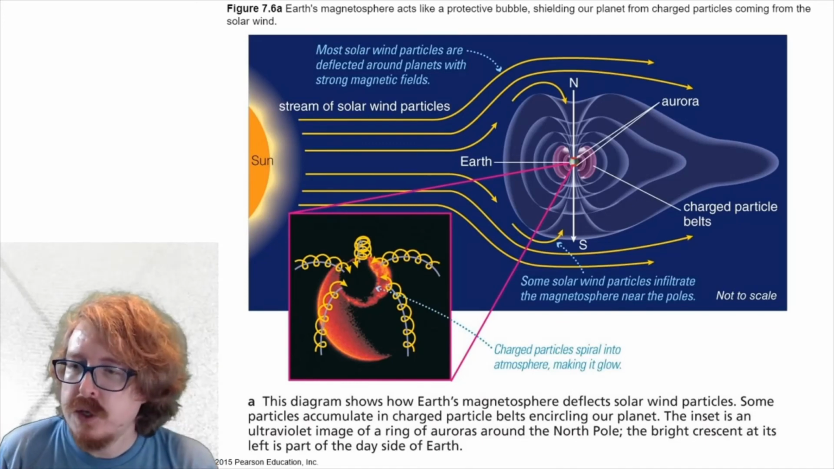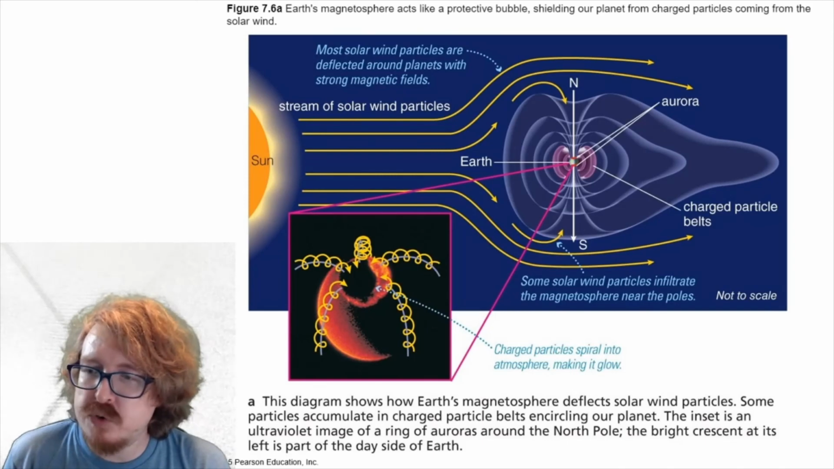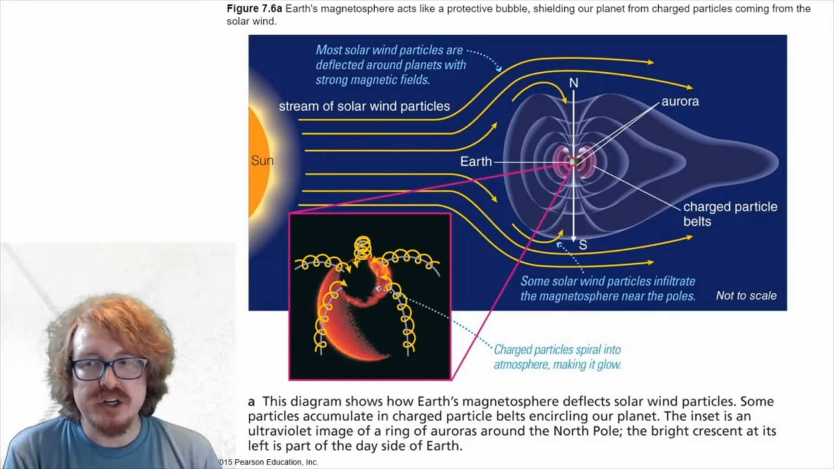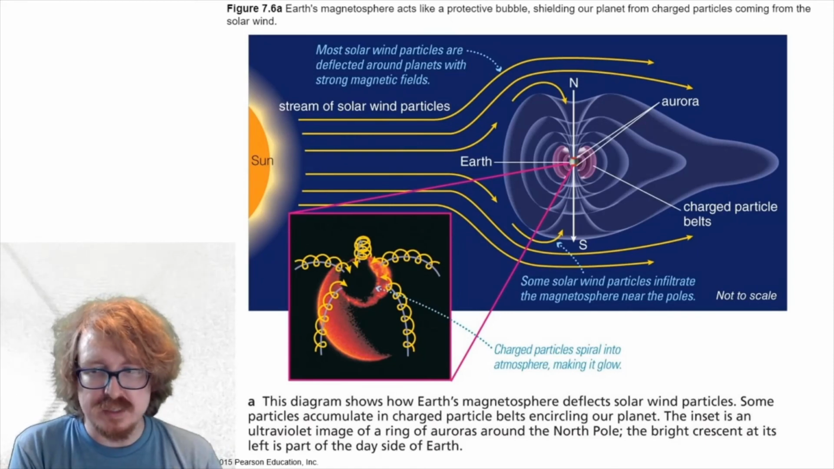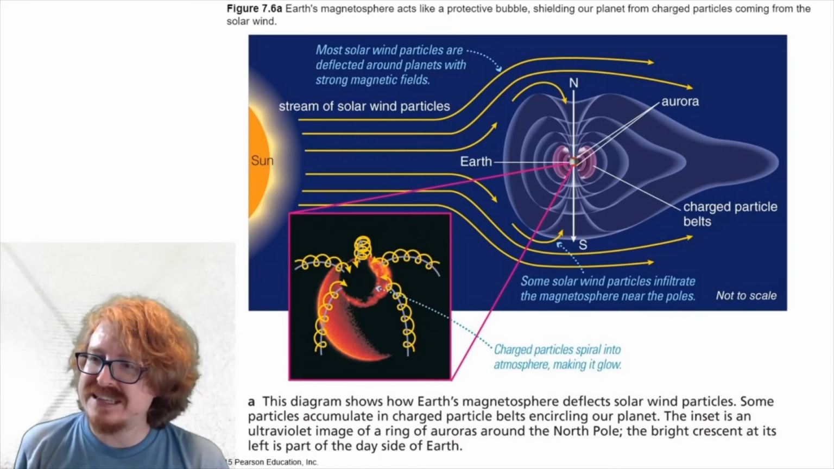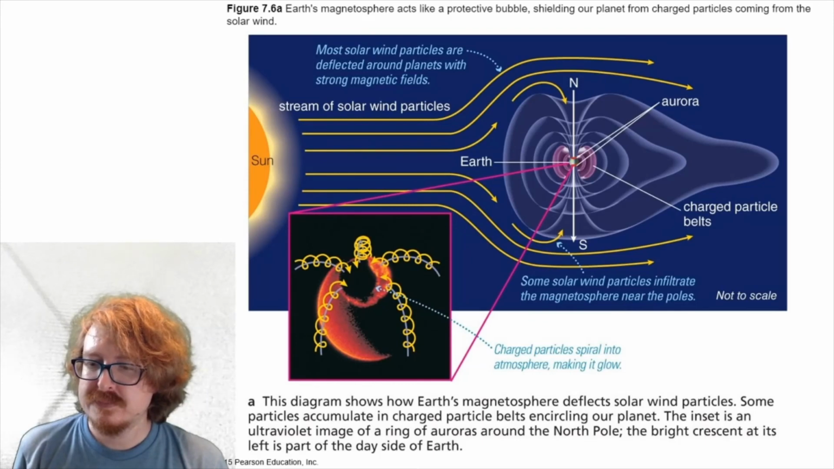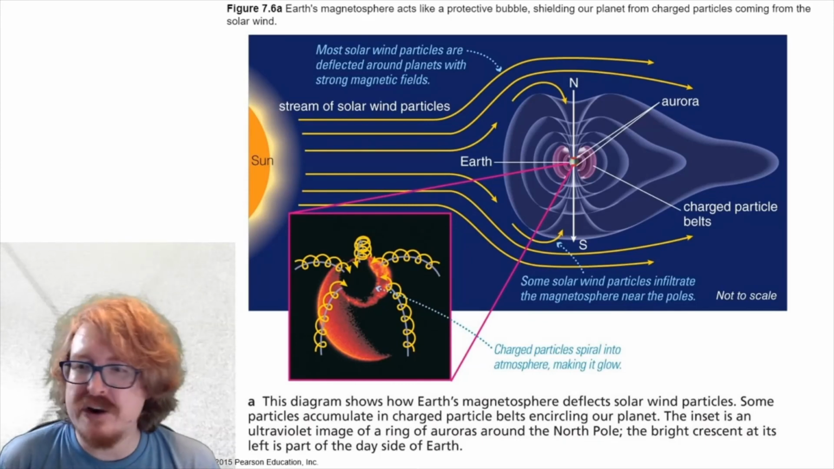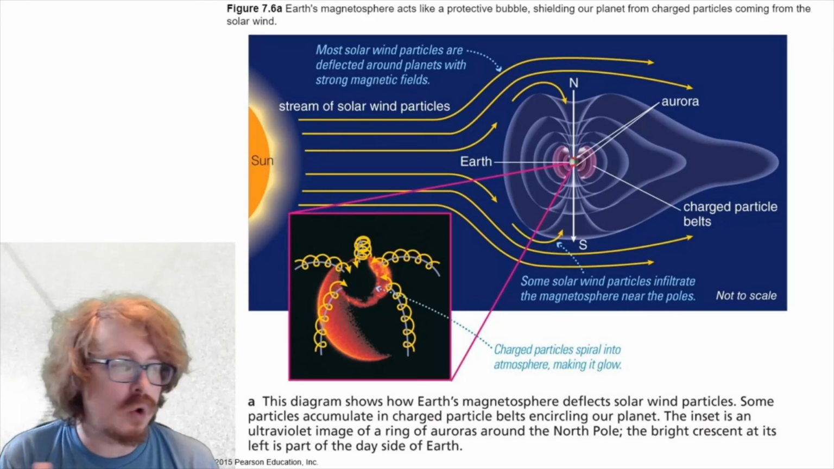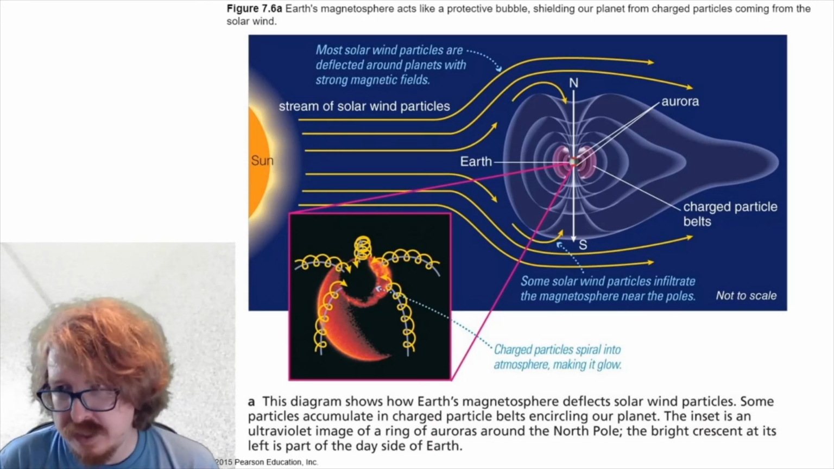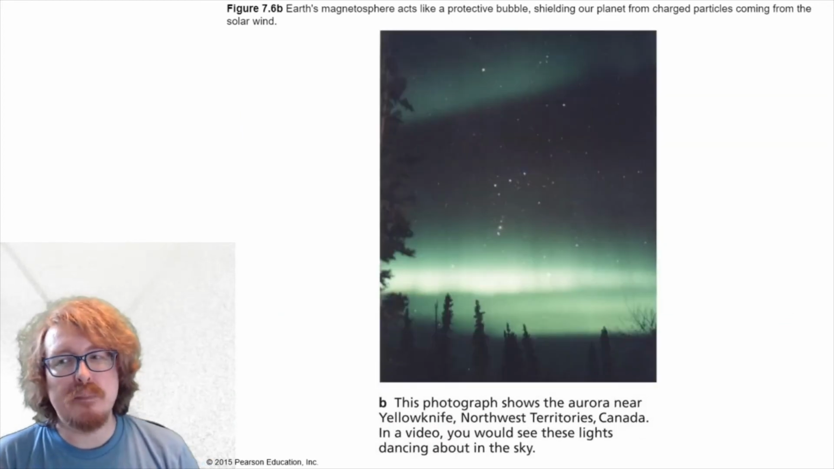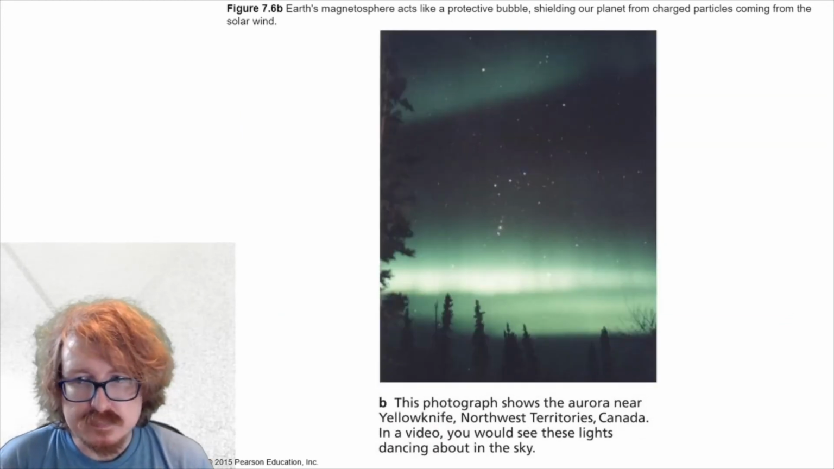And so all they end up doing is they hit the atmosphere and give their energy to the gas in the atmosphere. And does anybody know what we see in that situation? Yes, somebody actually already mentioned it. This is called an aurora. When the solar wind makes contact with our atmosphere, it causes the atmosphere to light up in a pattern that sort of looks like this.